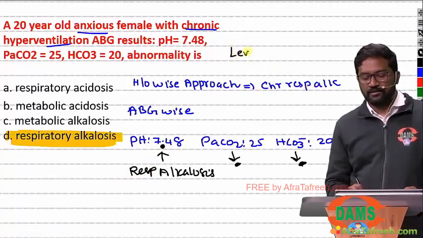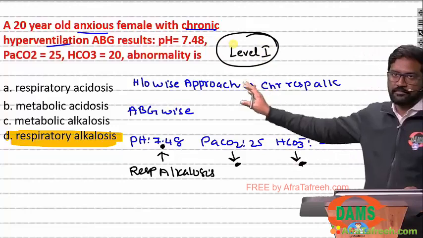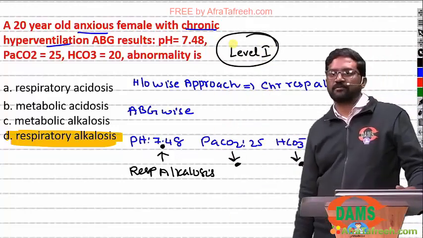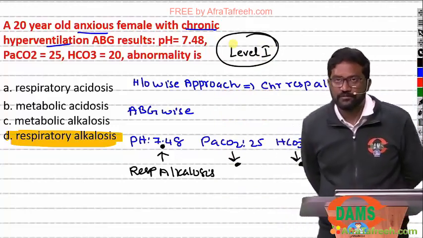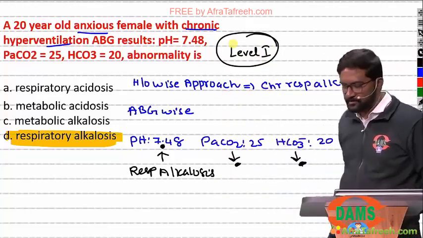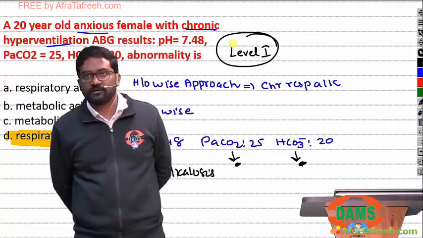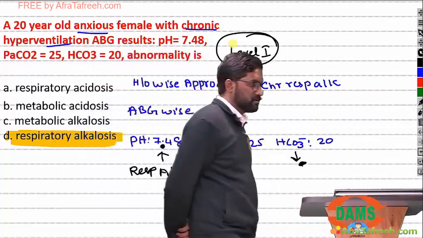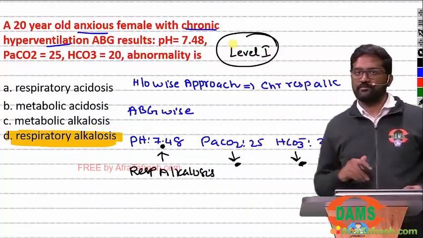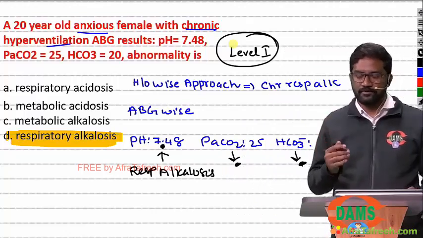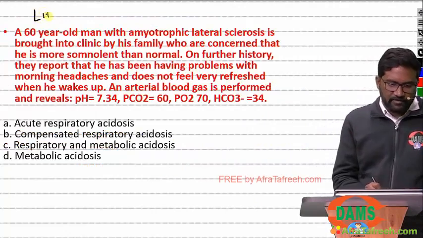Now these are level 1 questions. Limited history and limited steps. In the last 2 years, there were 4 ABG questions, and all were level 1 questions. You are expected to know whether it is acidosis or alkalosis, whether it is respiratory or metabolic. That was sufficient. But we will also see higher level questions, so that we'll be prepared for any question regarding ABG. So this is a level 2 question.